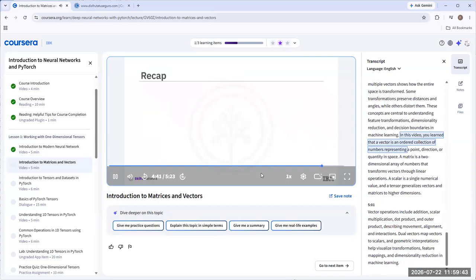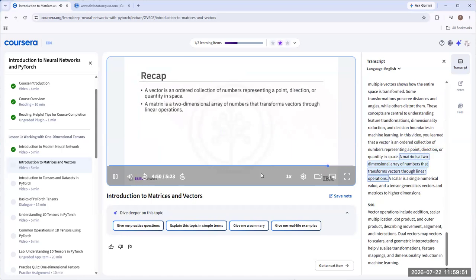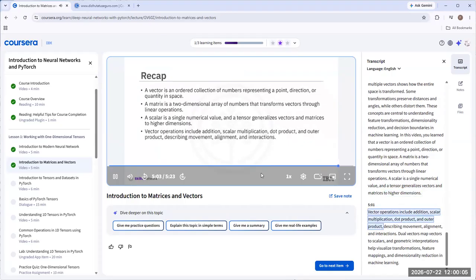In this video, you learned that a vector is an ordered collection of numbers representing a point, direction, or quantity in space. A matrix is a two-dimensional array of numbers that transforms vectors through linear operations. A scalar is a single numerical value, and a tensor generalizes vectors and matrices to higher dimensions. Vector operations include addition, scalar multiplication, dot product, and outer product, describing movement, alignment, and interactions. And dual vectors map vectors to scalars, and geometric interpretations help visualize transformations, feature mappings, and dimensionality reduction in machine learning.